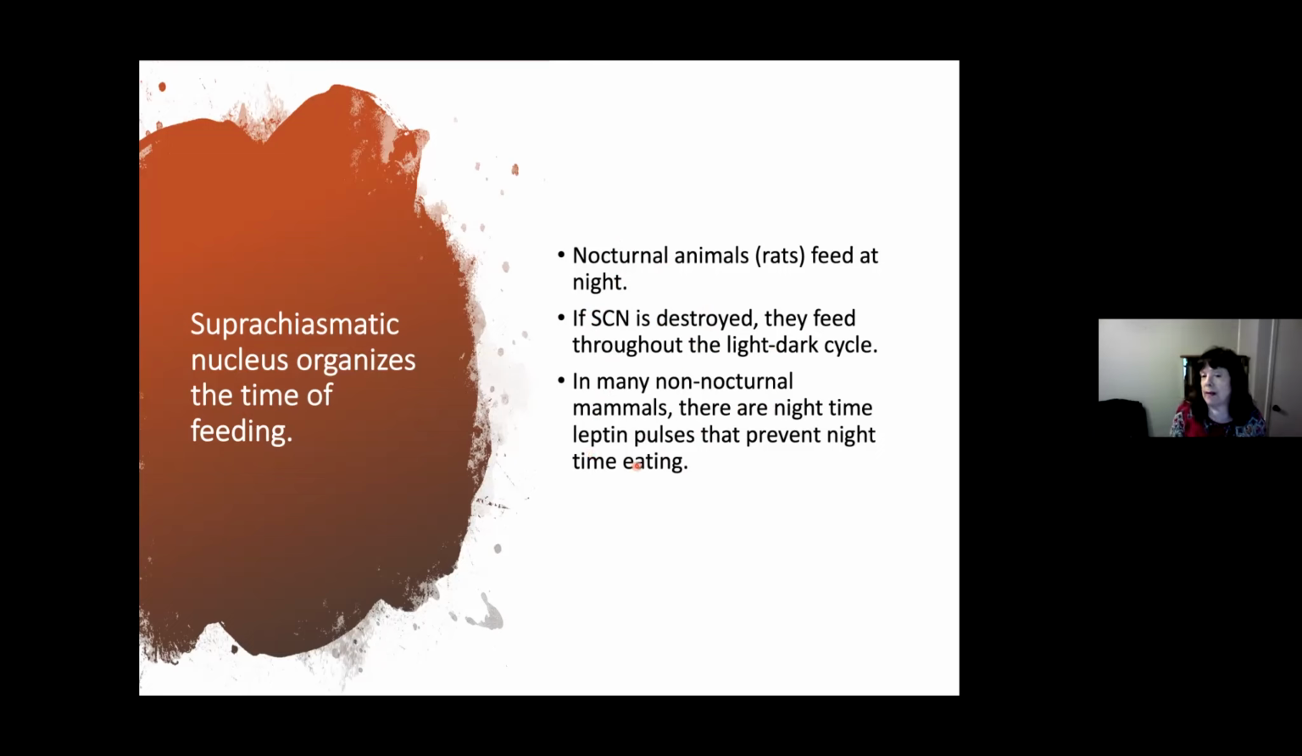And also interesting for us, those of us who are not nocturnal, it's nice to know that the highest leptin pulses are at night. So the leptin pulses are maximal after midnight. And that's supposed to keep us from getting up in the middle of the night and wanting a midnight snack. It may or may not work. If you're leptin resistant, it will not work. But if you're not leptin resistant, then likely you will not be wanting to eat at night.